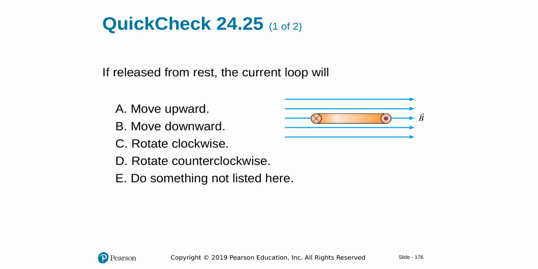This question here is a type of question we might see in exams or problem sets. If released from rest, will the current loop rotate or not, and if it will rotate, how will it rotate? This current loop is coming out of the page here. I'm going to try to draw it. It goes around and goes into the page there. So if I use my right hand rule to curl my fingers along the current here and open my thumb, it's not very easy to draw, but my thumb will be down here.